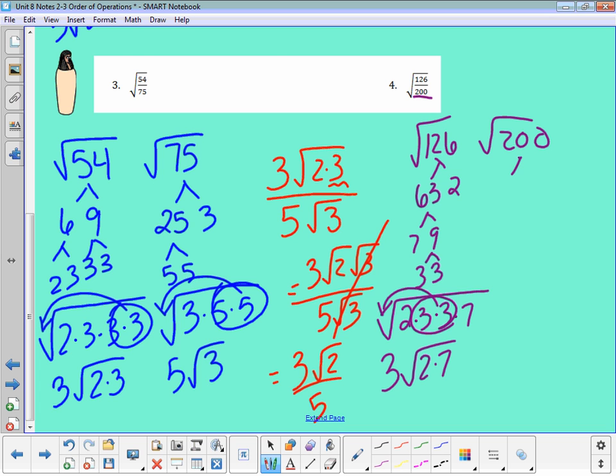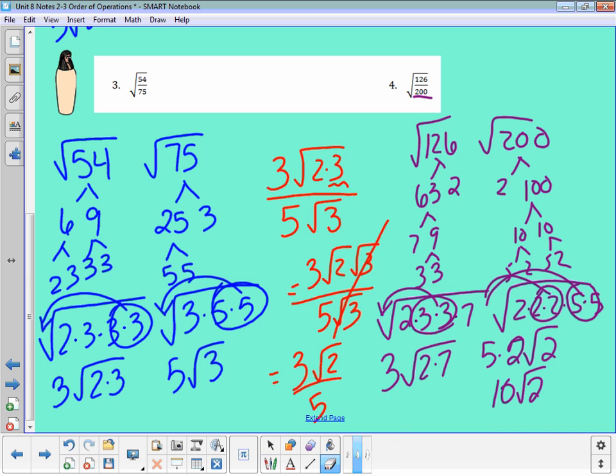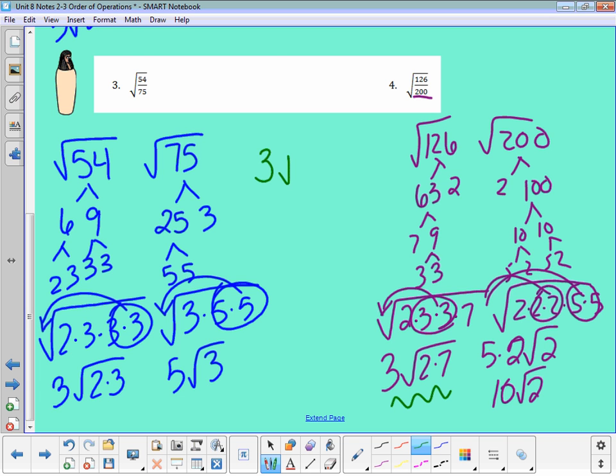Okay, breaking down 200, I have 2 and 100. 100 breaks down to 10 and 10, 5 and 2, 5 and 2. Then I have 2, 2, 2, 5, 5. Take out any pairs I might have. So then I get 5 times 2 on the outside. Gives me 10. So again, I'm going to come back over here where I did this other one, and I'm going to put those back over themselves. So this one right here was my top. So I have 3 over 2 times 7 divided by 10 over 2.